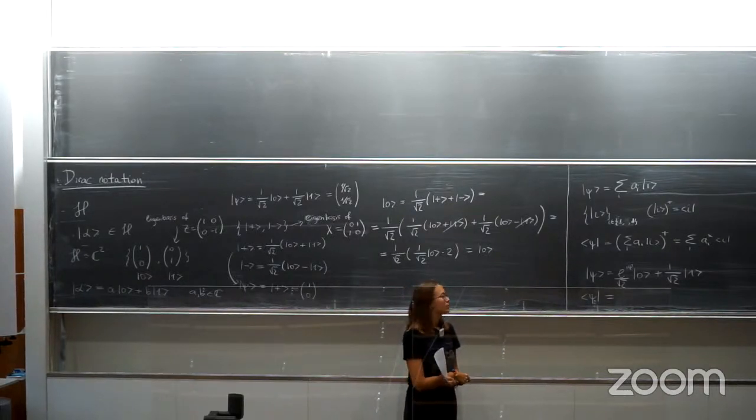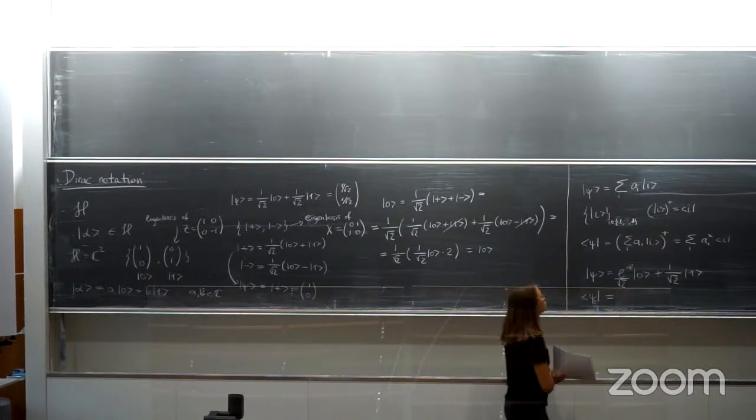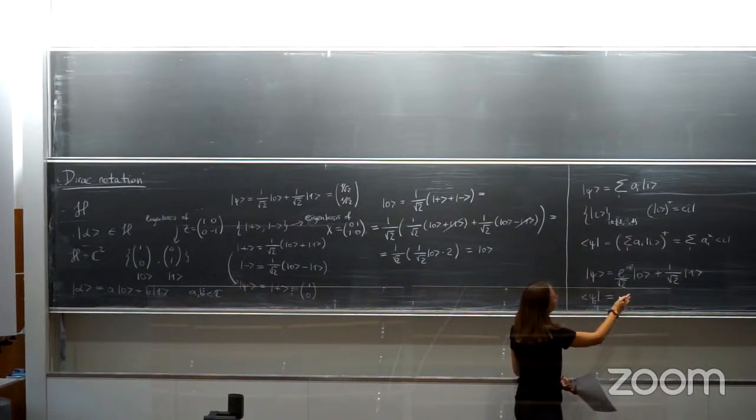So remember, just use this formula, or just directly take the conjugate transpose of this vector.